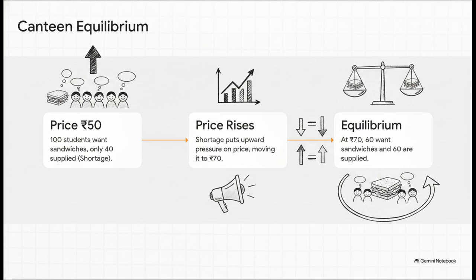And because of that shortage, step 2 kicks in. The canteen raises the price to 70 rupees, which brings us to step 3. At 70 rupees, some students are just like, nope, too expensive, so the demand drops down to 60 students. Meanwhile, that higher price actually gives the canteen a nice incentive to make more, so they increase their supply to 60. Now, 60 students want sandwiches, and the canteen supplies exactly 60. Boom, they've naturally settled at this perfect compromise. That right there is market equilibrium.